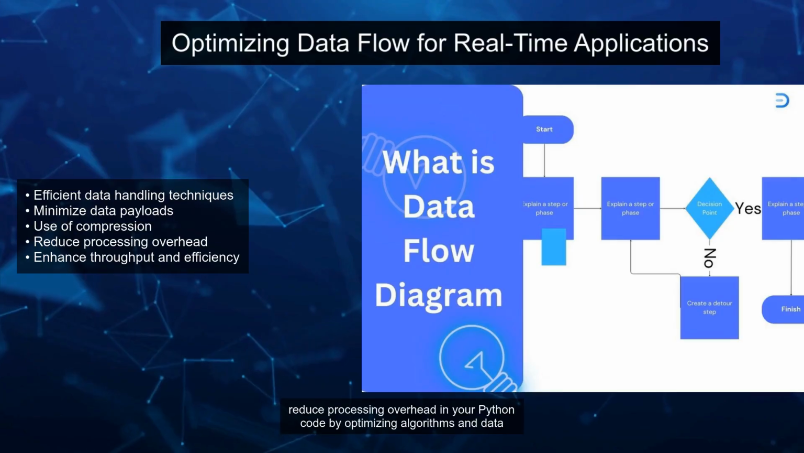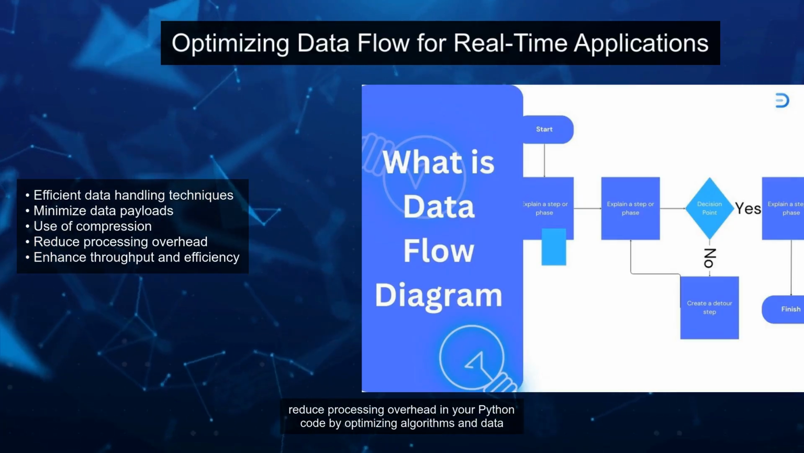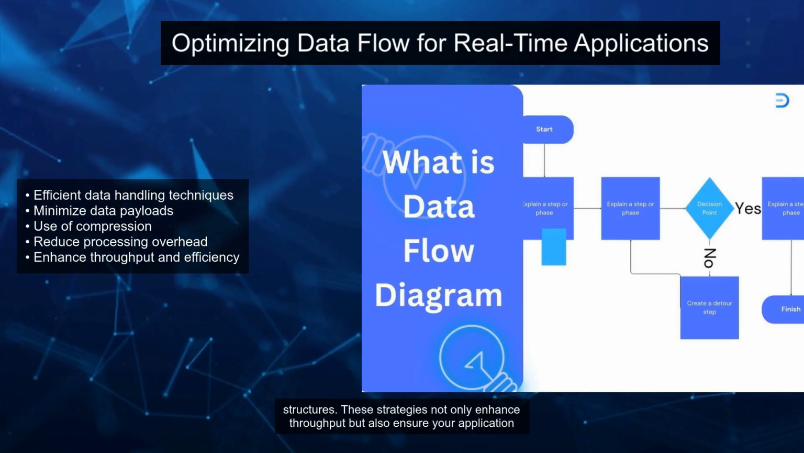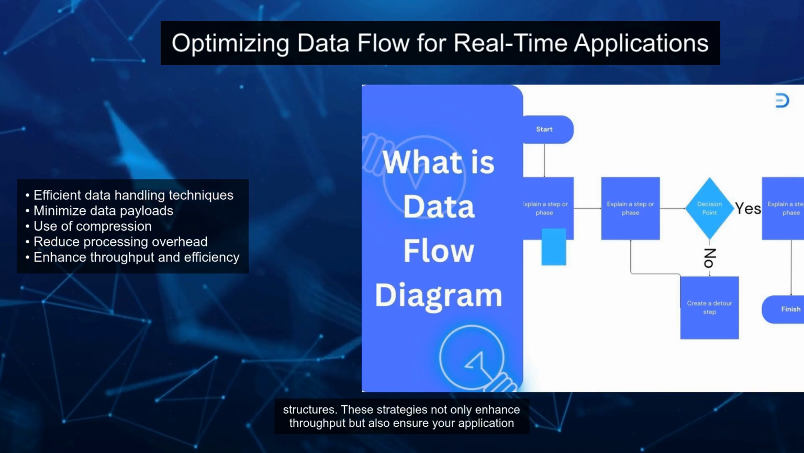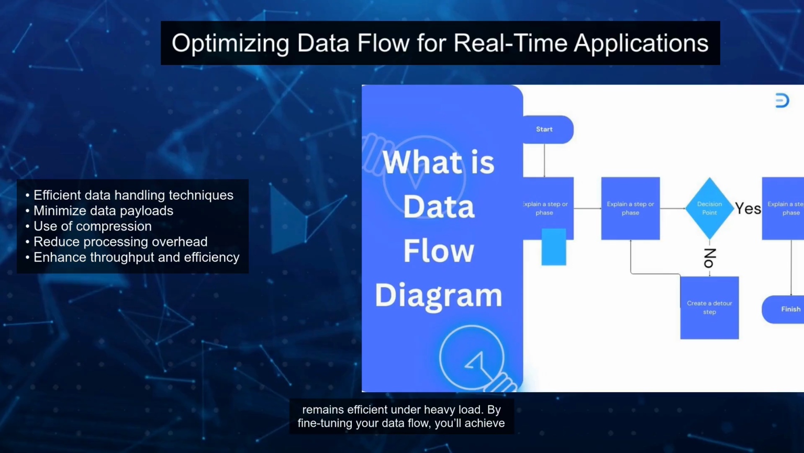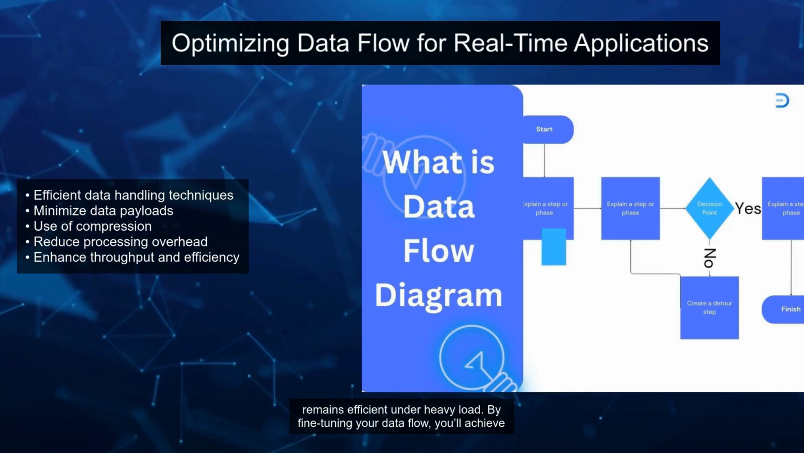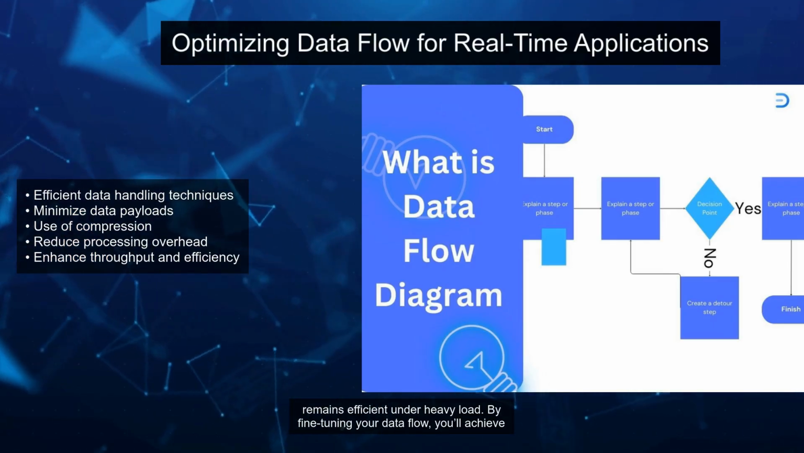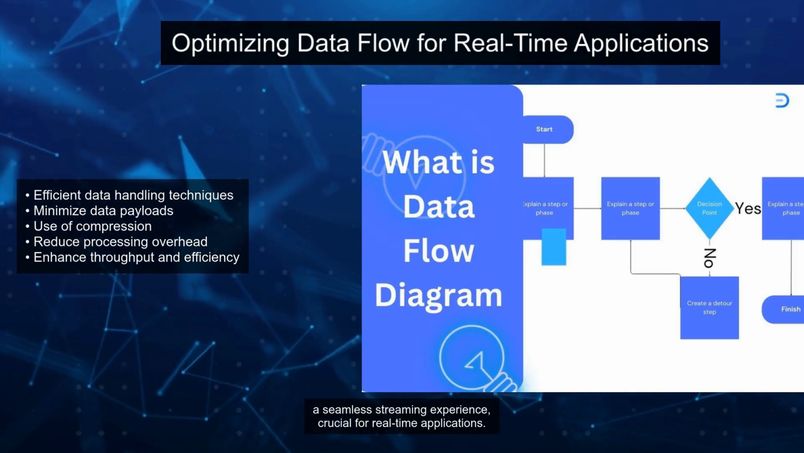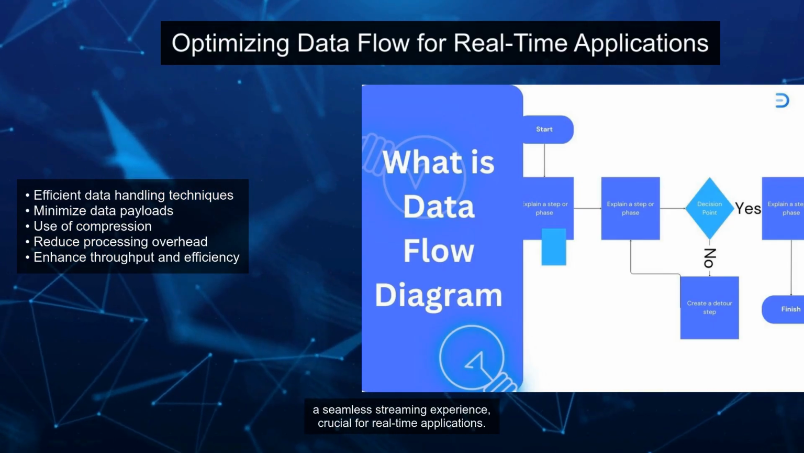Additionally, reduce processing overhead in your Python code by optimizing algorithms and data structures. These strategies not only enhance throughput but also ensure your application remains efficient under heavy load. By fine-tuning your data flow, you'll achieve a seamless streaming experience, crucial for real-time applications.